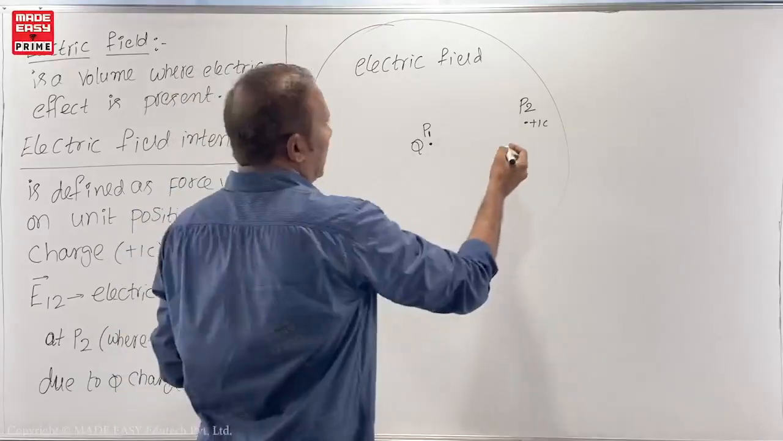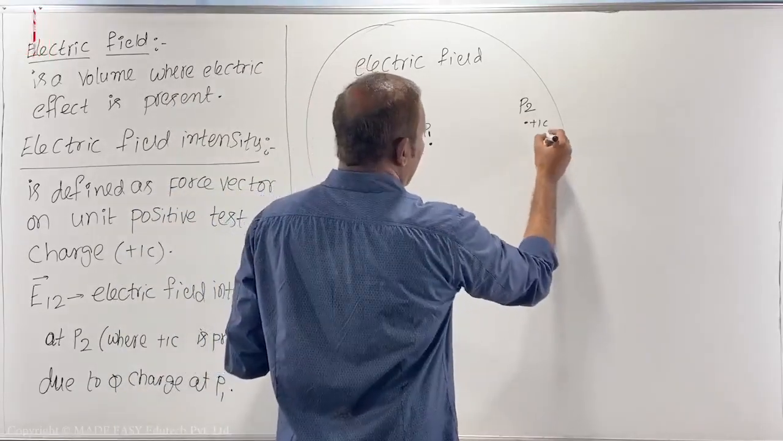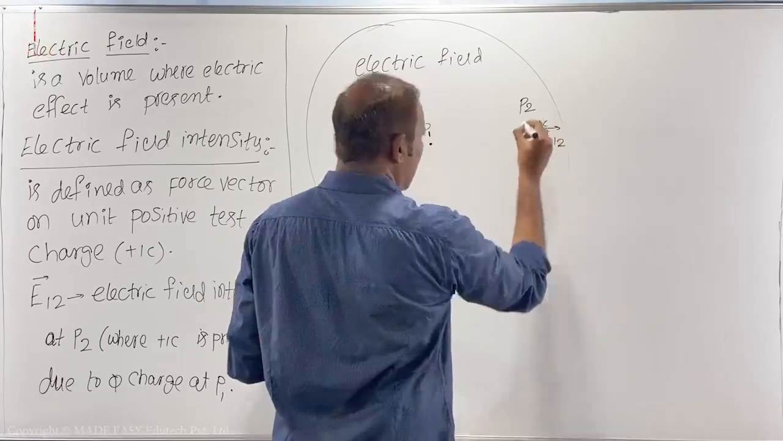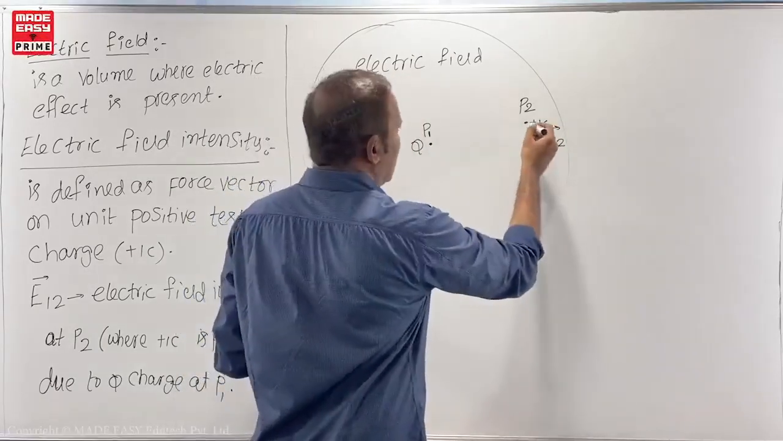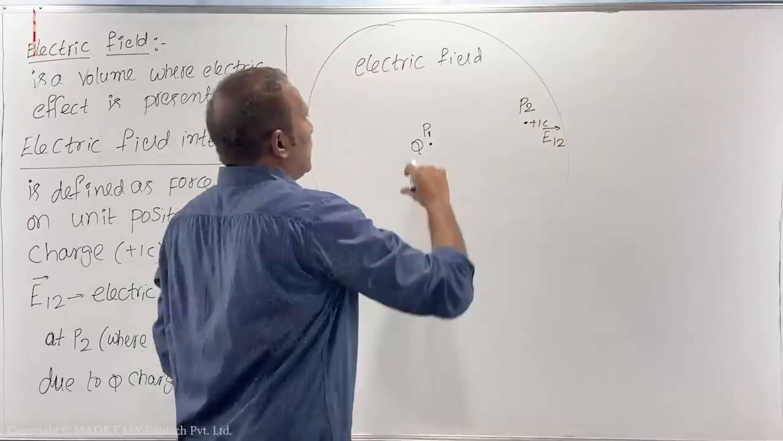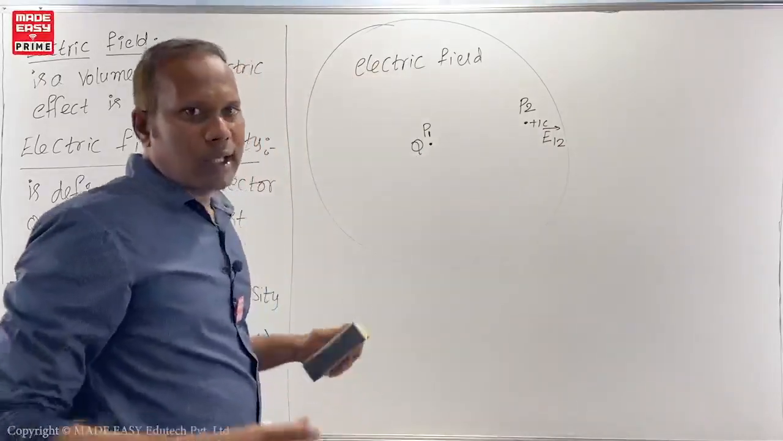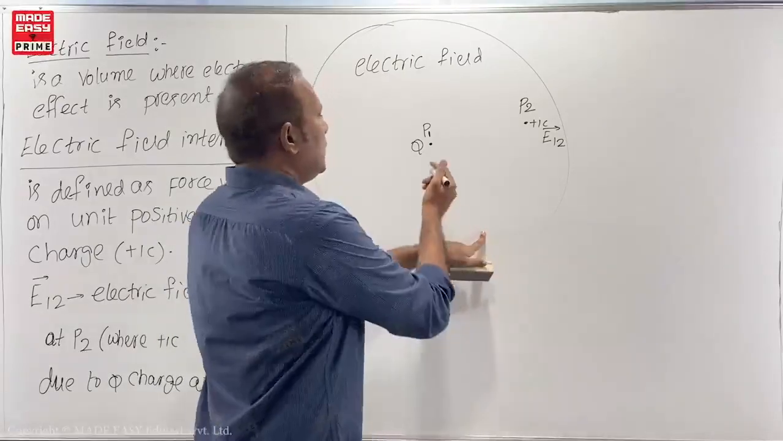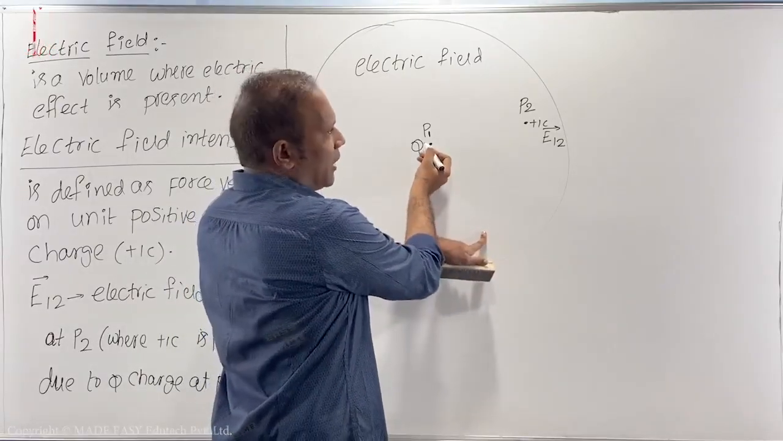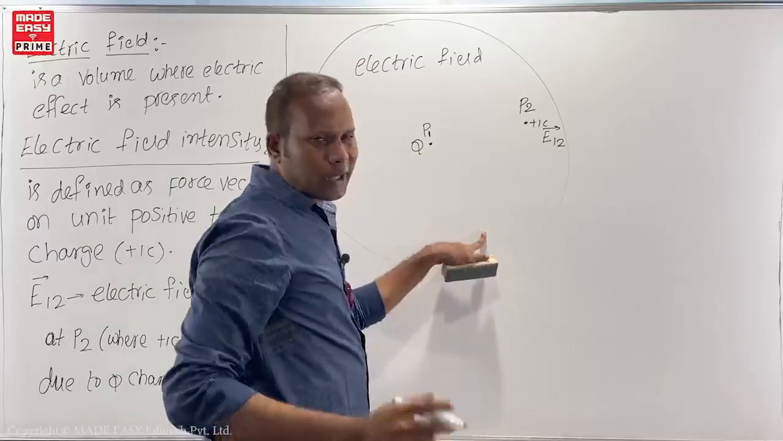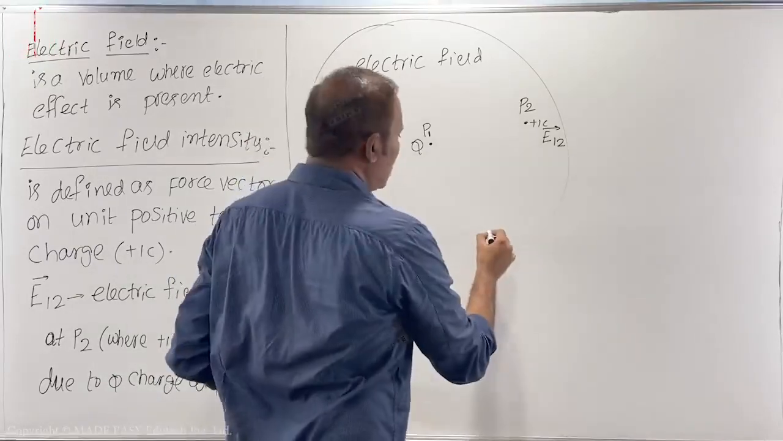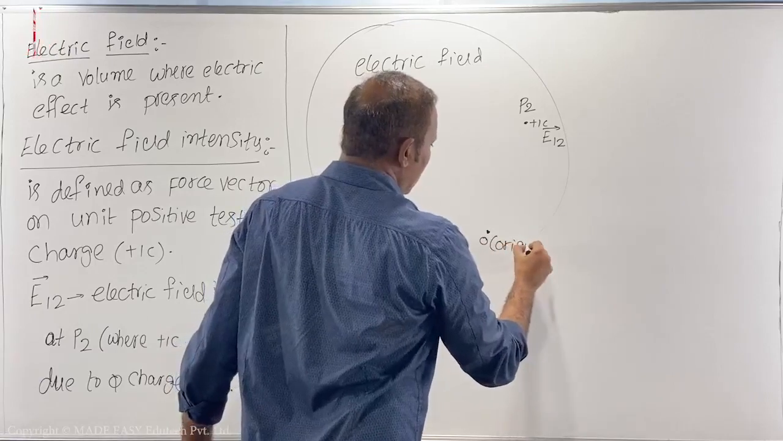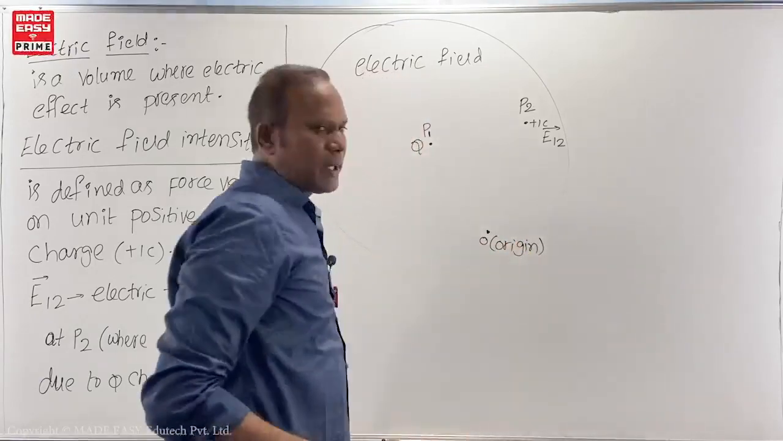Now here we are finding electric field intensity E12 bar at this location, and this is the test charge actually. Now here somewhere the origin will be there, because always we give the location of this as point 1, location of this as point 2, with respect to some origin. Let us assume that the origin is here.